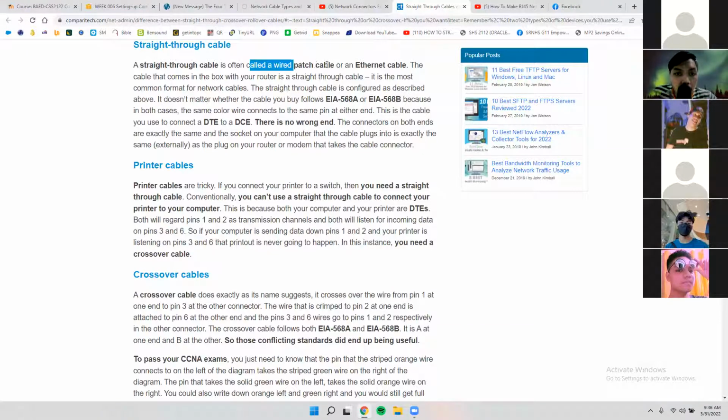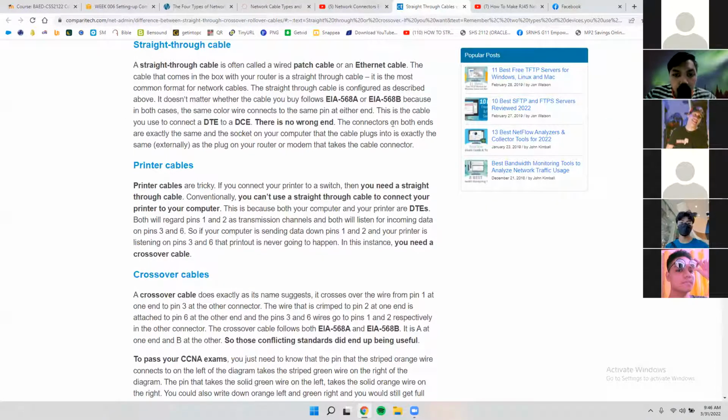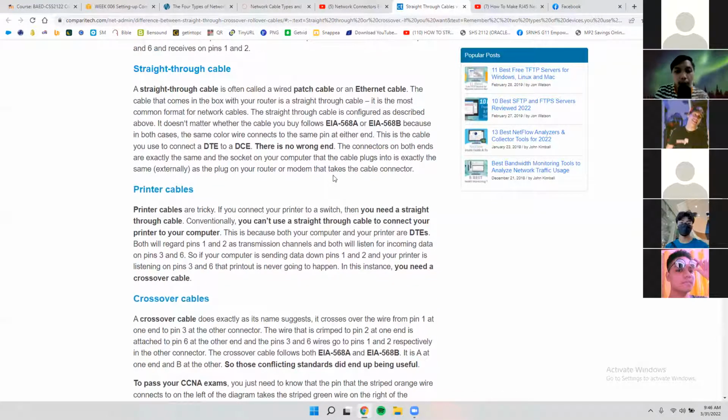So it's called the wired patch cable or the Ethernet cable that comes in the box. The router is a straight through cable, the most common format for network cables. Okay? So straight through is configured as described above. It doesn't matter whether the cable follows doon sa dalawang format natin. So kahit ano dyan ang masunod sa straight through. Okay? The connectors on both ends are exactly the same. So again, yung straight through, computer to router. Yun yung basically, kasi DTE, data transmission to DCE.